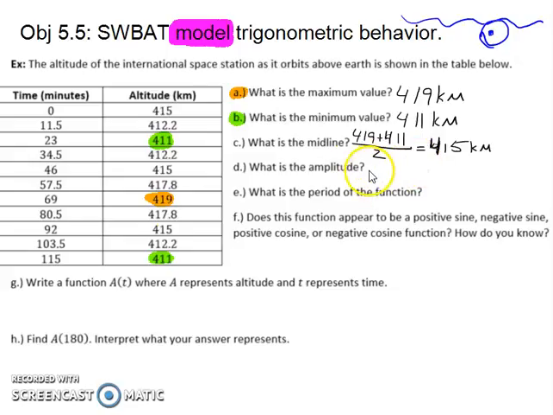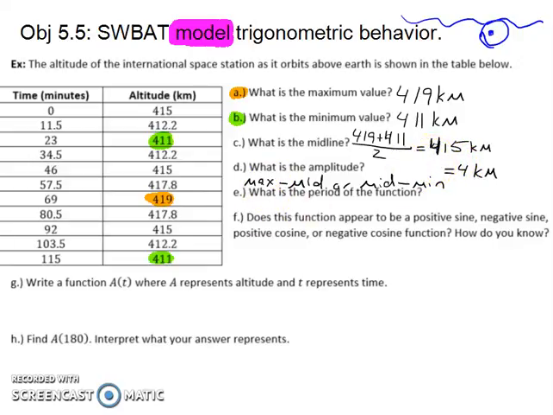The amplitude is the distance from the max to the midline. So, you can either do max minus midline, or the distance from the midline to the minimum. Either one of those: 419 minus 415 is 4, or 415 minus 411 is also 4. So the amplitude is 4 kilometers. If you accidentally did this backwards and get negative 4, you know amplitude is the absolute value of that anyway, so you would just make it positive.